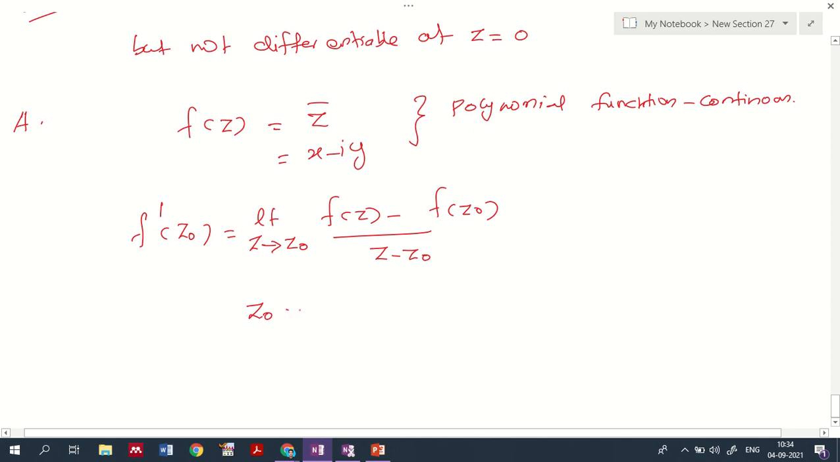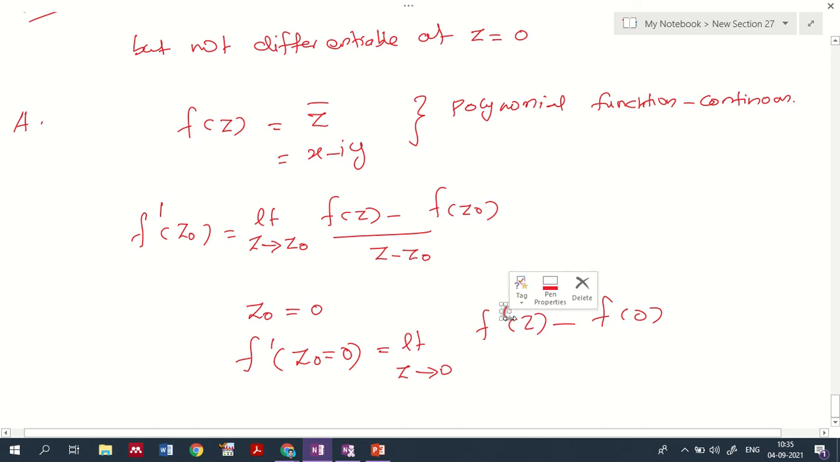So here z0 is equal to what? It is equal to 0. Okay, so f dash of z0 means what? f dash of 0 is equal to limit z tends to 0, f of z minus f of 0, divided by z minus 0.